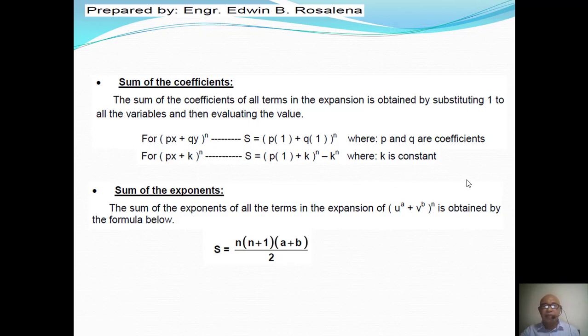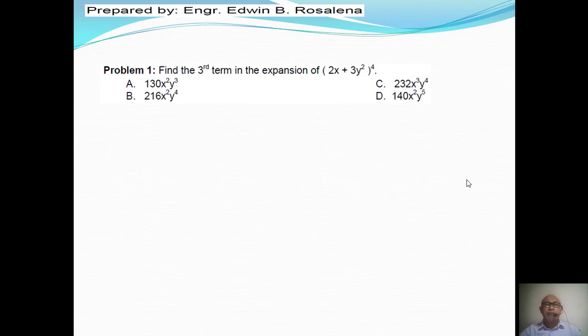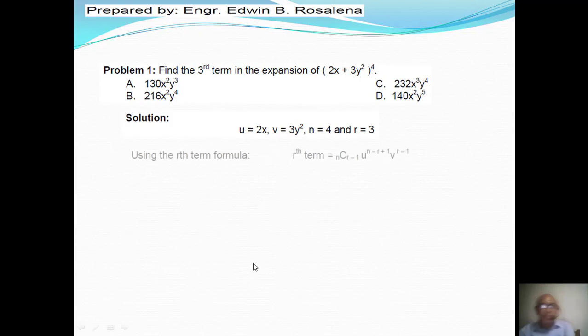Sige. So, I will have now the first example. Find the third term in the expansion of (2x plus 3y squared) to the power 4. Okay. So, kung tingnan natin, in this binomial, u is equal to 2x, v is equal to 3y squared, and n is equal to 4. And since we are asked for the third term, then our r is 3. Kuha niyo? Okay. So, we will now use the formula. Anong formula yun? Tingnan natin, na-memorize na ba ninyo? Sige, sulat ko ha. So, the r term is equal to this.